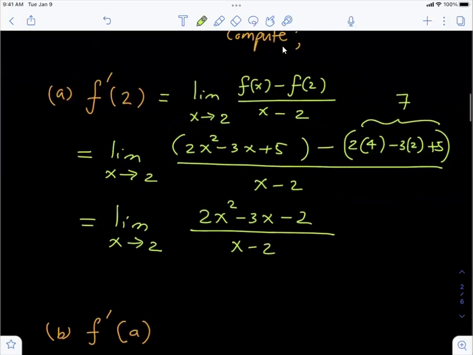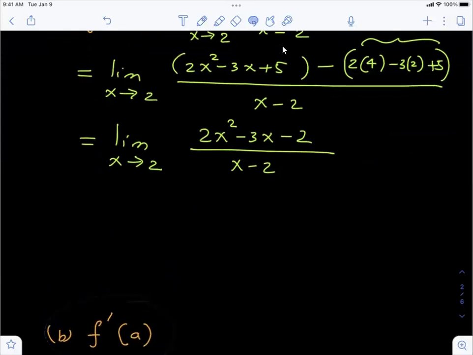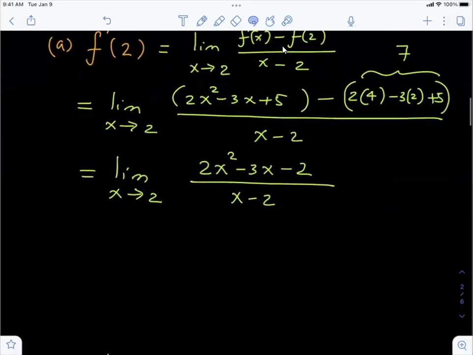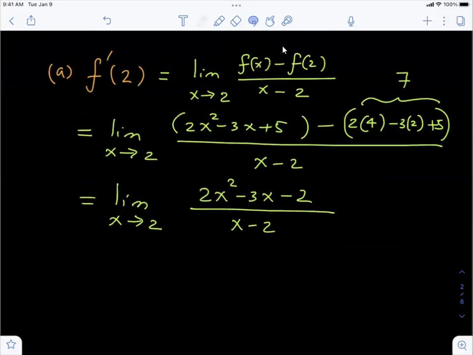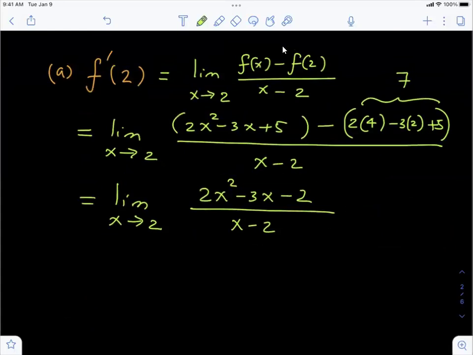Now, let's do the simplification. At this point, this is a regular limit computation. We have seen these kinds of computations. All you need to do is to factorize the top, recognize the bad factor, and get rid of that. So let's do it.